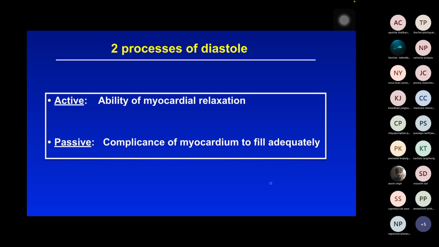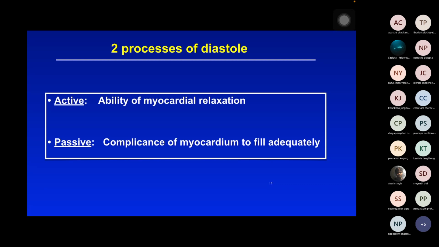When the patient has coronary artery disease, there is a lack of or inadequate blood supply to the heart from the coronary arteries. So this active process needs the energy from the ATP. When the blood supply is inadequate, this process is impaired, then the patient would have diastolic dysfunction.